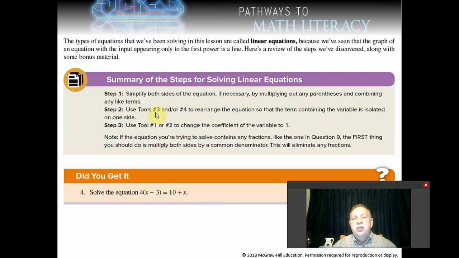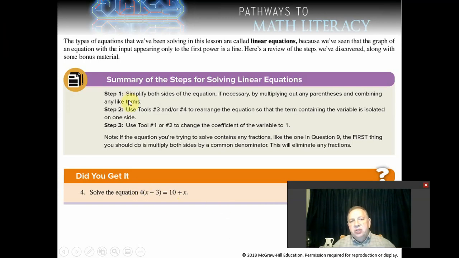And then we're going to use our tools that we developed. We can add the same thing to both sides, subtract the same thing, divide by the same thing, multiply by the same thing. Right? And if the equation you're trying to solve contains any fractions, then we can multiply both sides by the common denominator to eliminate fractions. Okay? So let's work some things through.